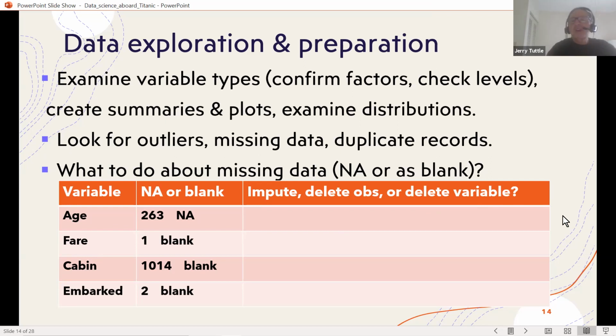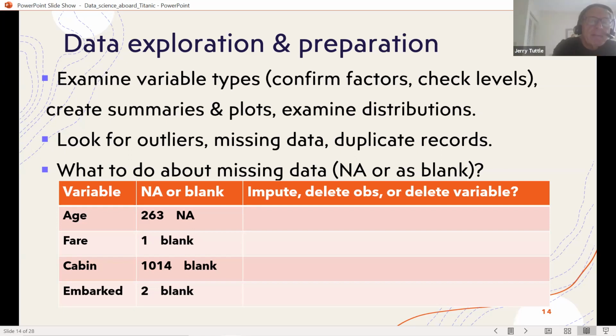Does anyone have any thoughts on any of this? I'll accept questions right now or suggestions. Well, as the moderator, I'll jump in if no one else has any thoughts. I haven't seen anything in the chat yet, but my first thought is that something like fare, if you're only missing one blank, I don't feel as bad deleting like one entry. But with something like cabin, missing 1,000 of them, it seems kind of more problematic to delete all those entries. Those are kind of my thoughts.